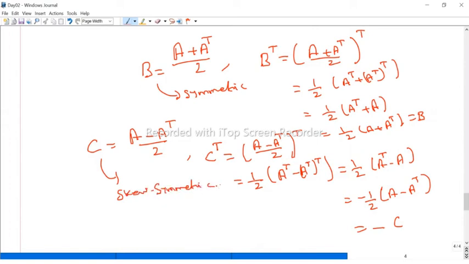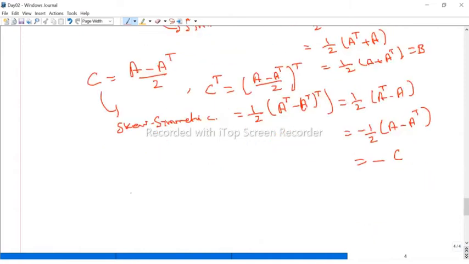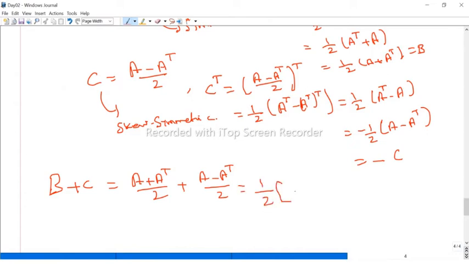Now just add these two. What is B plus C? So B is nothing but (A plus A transpose) by 2, plus C is (A minus A transpose) by 2. We can take 1 by 2 outside. So therefore we get A plus A transpose plus A minus A transpose. We can cancel this A transpose, and then A plus A is 2A, and then the 2 cancels, we get A.